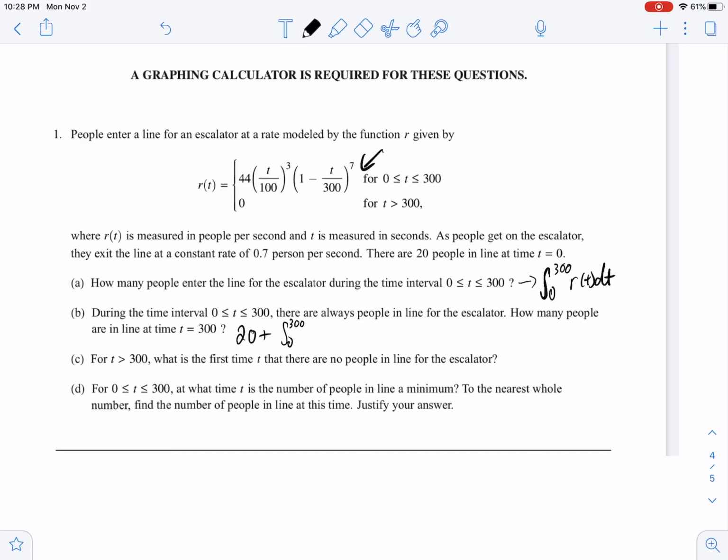r of t dt, and how many people are leaving the line. We have a rate at which they leave the line that we'll subtract. So we integrate from 0 to 300, and it's 0.7 people per second, so this is 0.7 dt. Simplifying, we get 20 plus the integral from 0 to 300, which we need a calculator for, r of t dt. Then this last guy is minus the integral of 0.7, which is 0.7t, from 0 to 300. That's how many people will be in the line at time t equals 300.